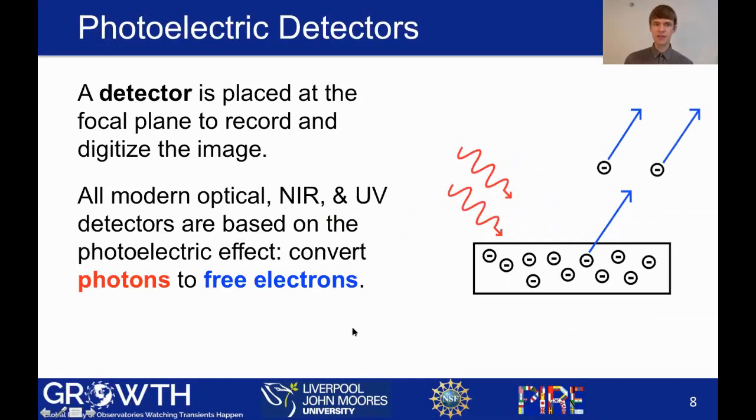A detector is placed at the focal plane to record and digitize the image. Essentially, all modern detectors, whether in the optical, near infrared, or ultraviolet, are based on a common physical effect known as the photoelectric effect, which allows photons that strike the detector to be converted into free electrons, usually by providing energy to free an electron in some sort of semiconductor ground state to a conduction band state where it is able to move freely.